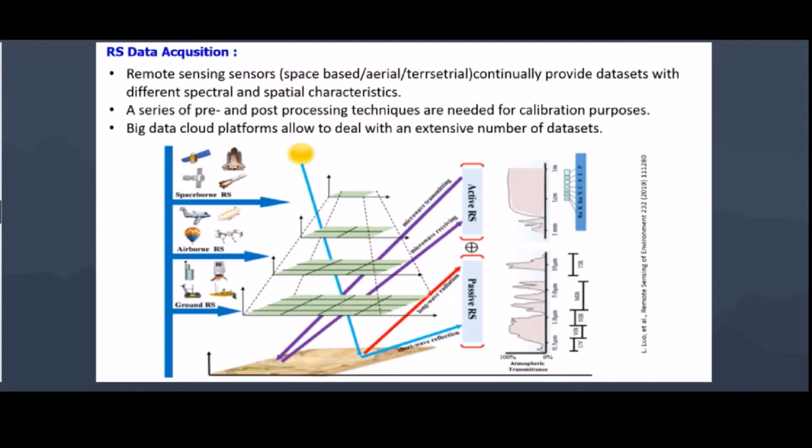Even crowdsourced data, if it is in huge volumes, then we will need to be using such big data processing techniques. So as you can see, space-bound remote sensing could be active or passive. So it could be through the microwave sensors or the optical sensors or the infrared sensors.